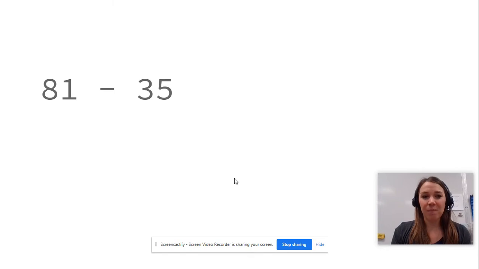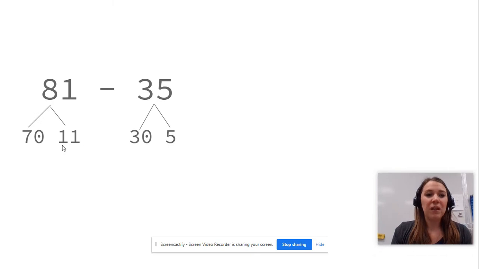Now let's try some subtraction. In my tens place, 8 tens is enough to take away 3 tens, but 1 one is not enough to take away 5 ones. So originally, it would be 80 and 1, but I'd have to take a 10 and give a 10. So 80 becomes 70 and 1 becomes 11. Now that I've made it a funny number, I can take away 35.